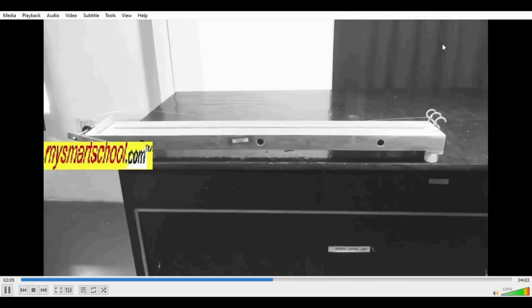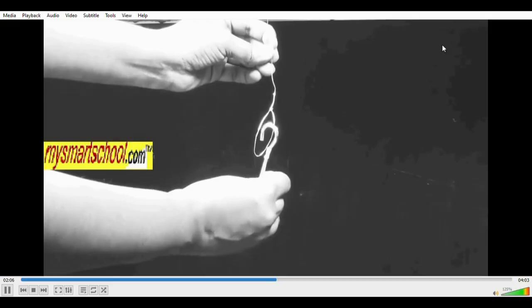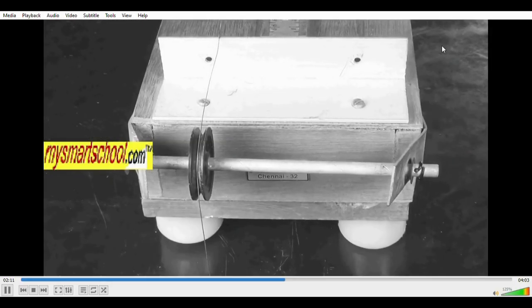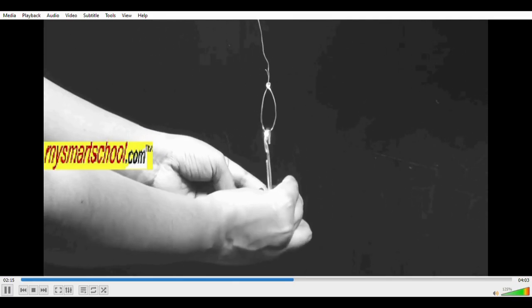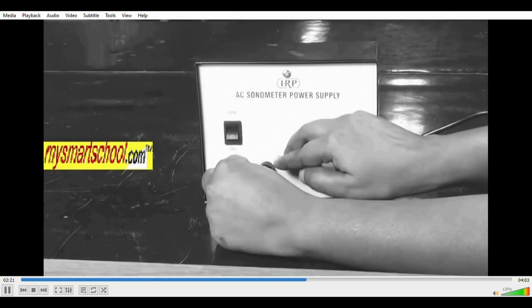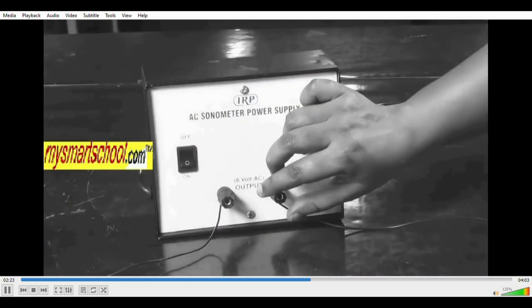Procedure: place the sonometer on the table. Attach a weight hanger at the free end of the string which passes over the pulley. Stretch the wire by loading a suitable maximum mass on the weight hanger. The sonometer wire is connected to the secondary of the step-down transformer.